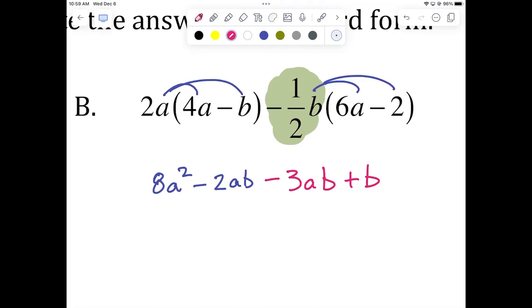Let's start with 8a squared. And I do have like terms, don't I? Minus 2 of those minus those makes how many of those? Minus 5 of those. And those happen to be abs, right? And then we say plus b, and that's good. We can stop right there.